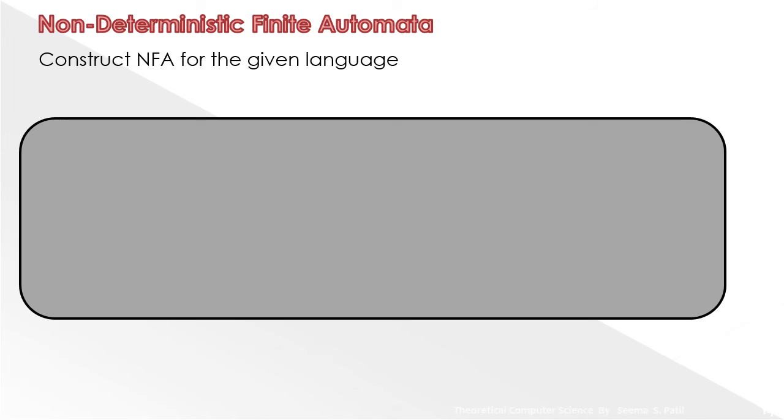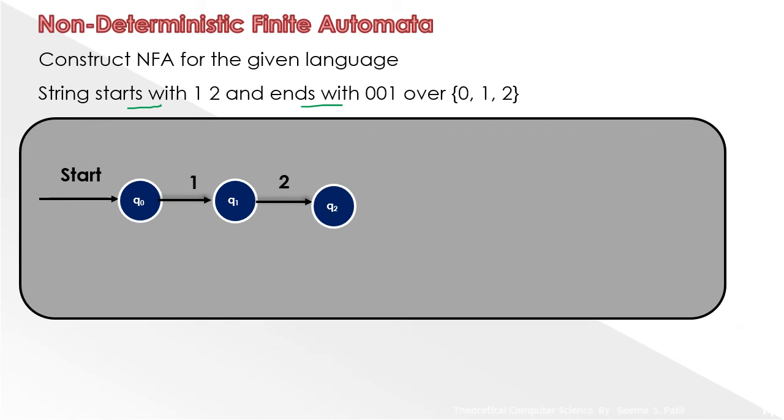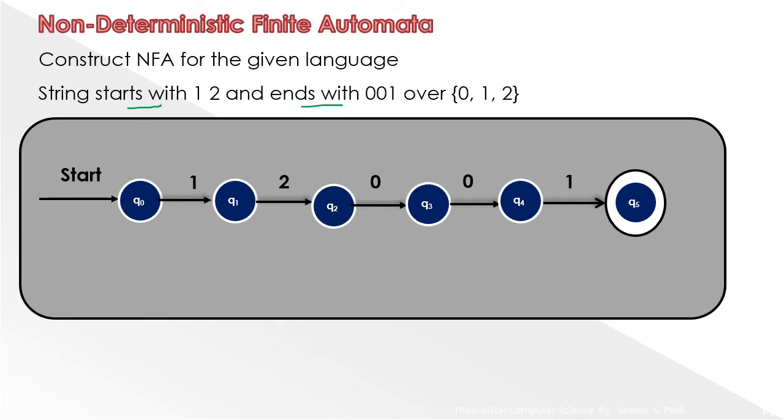Now construct the NFA for the given language, and the language is the string should start with 1, 2 and end with 0, 0, 1 over 0, 1, 2. Here three input values 0, 1, 2. You should start with state Q0 and the condition is start with 1, 2 and end with 0, 0, 1. So directly write down 1, 2. It should start with 1, 2 and end with 0, 0, 1. For this add 0, 0, 1.